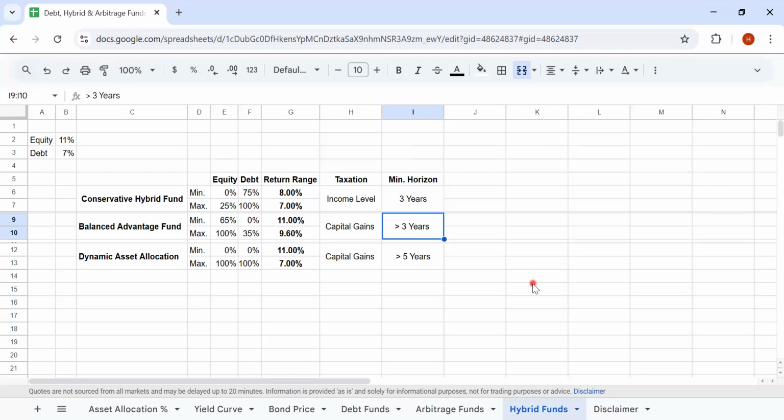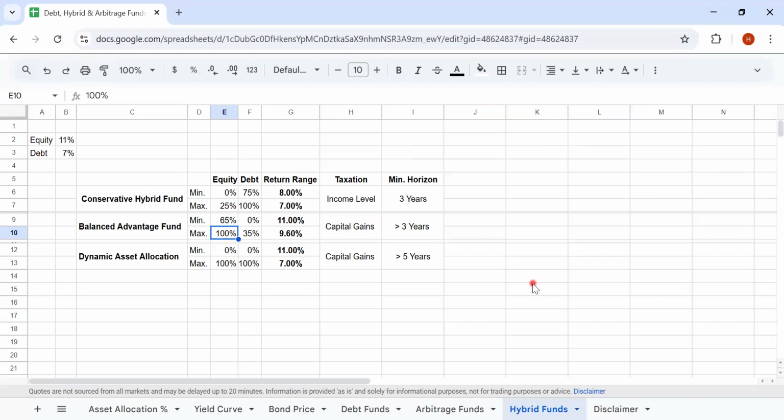Because there is a good amount of equity involved, and in less than 3 years there is a high chance of equity delivering negative returns. So this has to be always over 3 years, right? But if you are somebody who wants a return better than the fixed deposit and wants to take slightly higher risk, balanced advantage funds are the go-to ones. Usually they rarely go to 100% equity position. The maximum is like they will maintain around 65-70%, right?